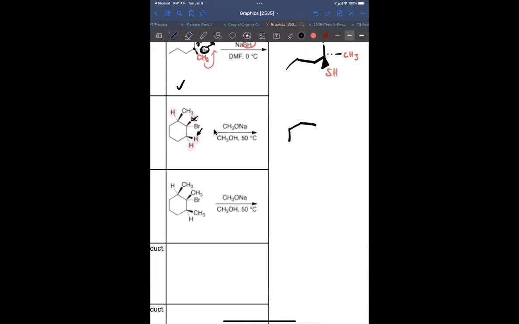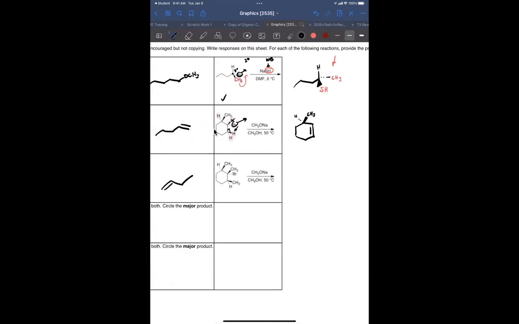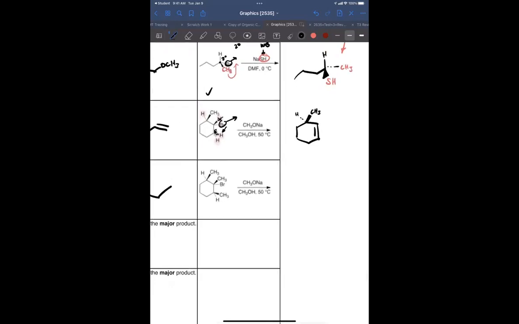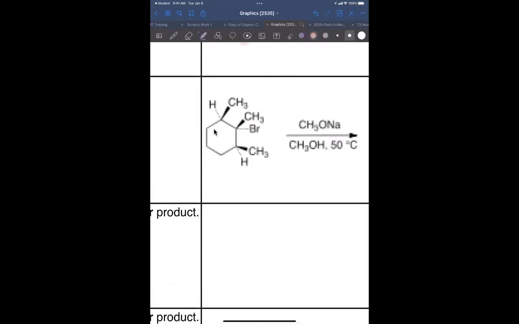So this leaves, electrons go here. So our double bond forms right here. H, CH3. Right? Yeah, that's it. Now this one is also a little tricky.